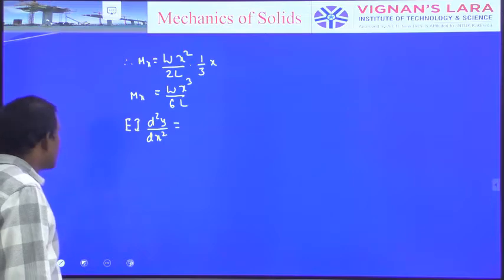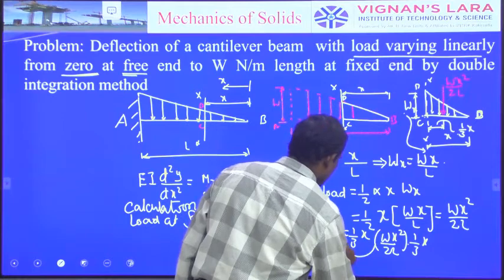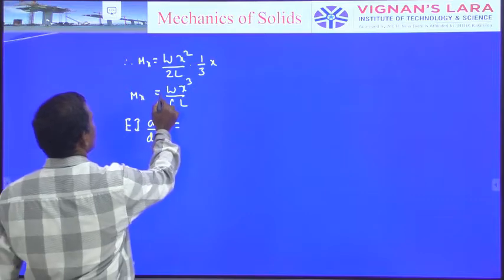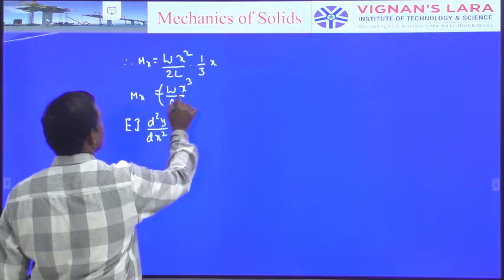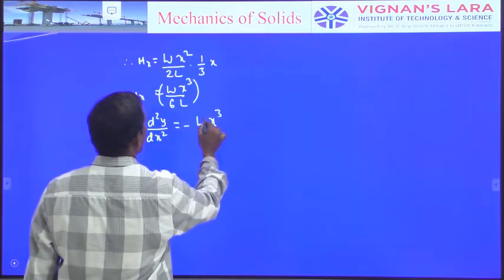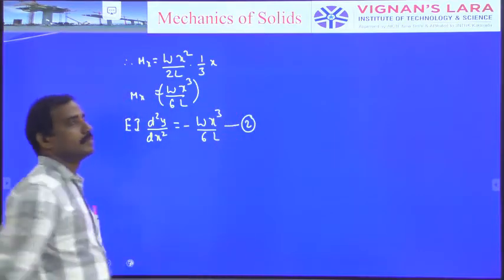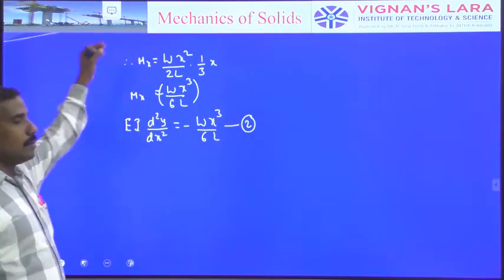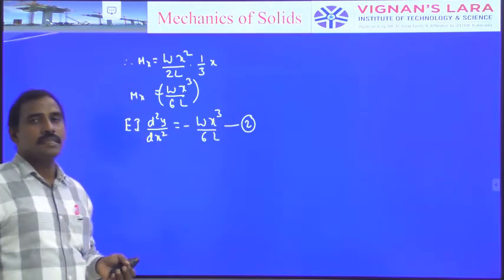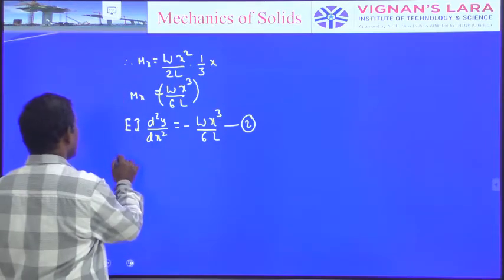You must take the sign convention as negative because it produces the hogging moment. So it is minus Wx cube by 6L, say equation number 2. Suppose you want to formulate the slope and deflection equations, it is integrated two times.